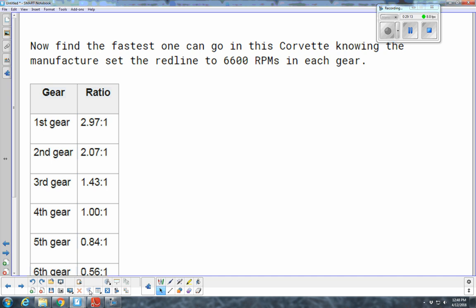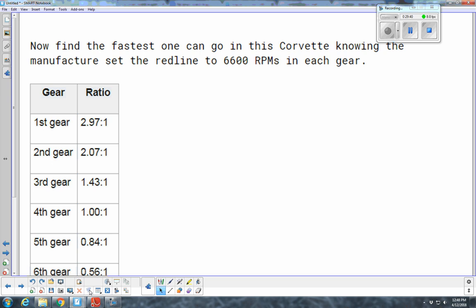If I were to put it all the way to the red line, 6,600 RPMs, and keep it in first gear, how fast would this bad boy get going? That's a question for you. What do you think? How fast can I go in first gear in a Corvette all the way to the red line? 25 miles per hour? Maybe. 40?